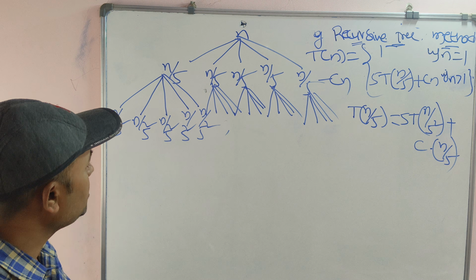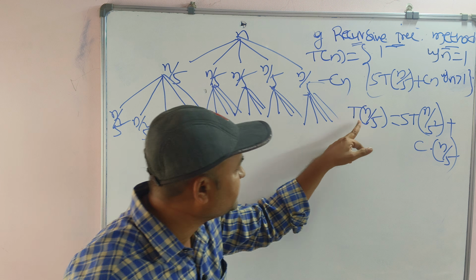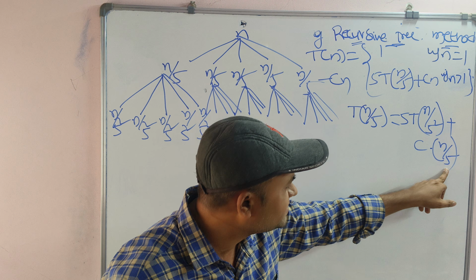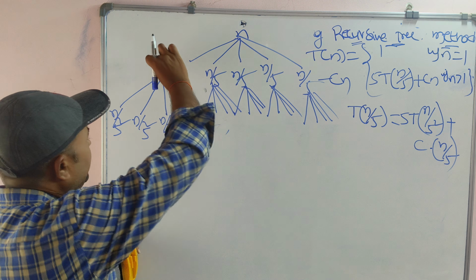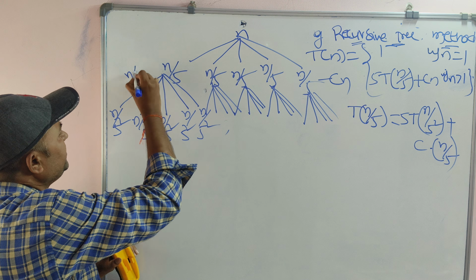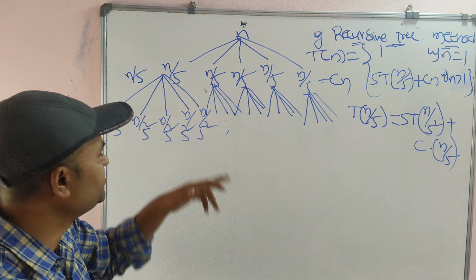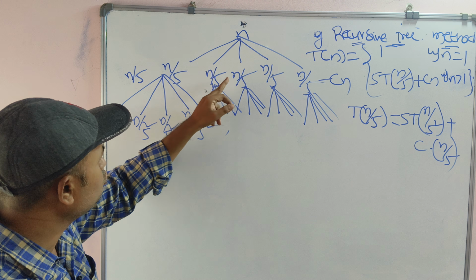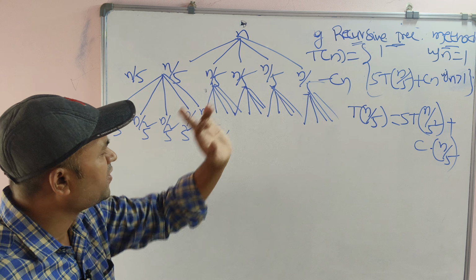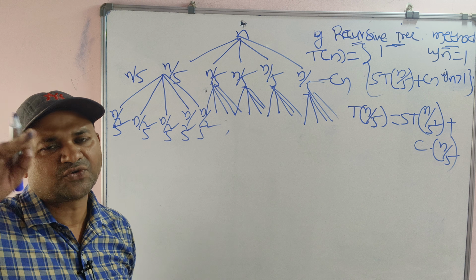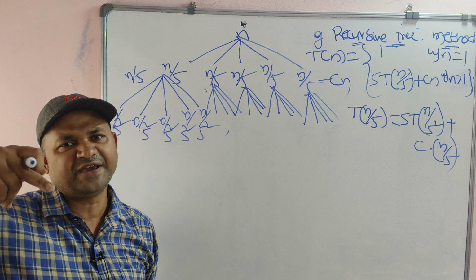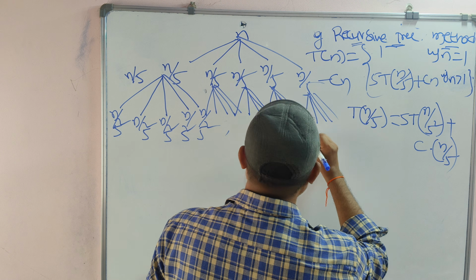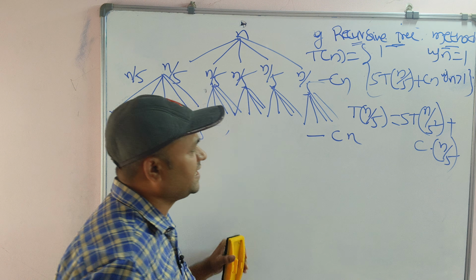Now let us focus on merging. So how many comparisons are required? For T of n by 5, n by 5 comparisons are required for merging. So for this n by 5, we require n by 5 comparisons for merging. So totally how many n by 5s are there? 1, 2, 3, 4, 5. So 5 parts are there. So 5 into n by 5. So 5 will be cancelled. So here the number of comparisons which are required are Cn comparisons here also.